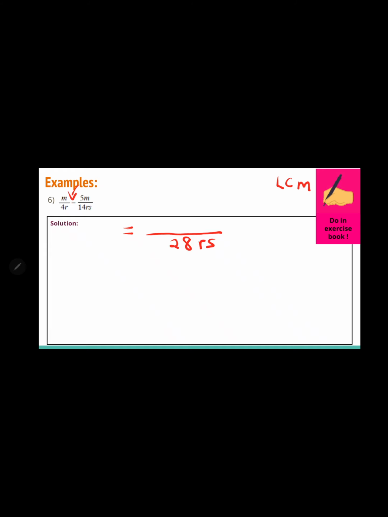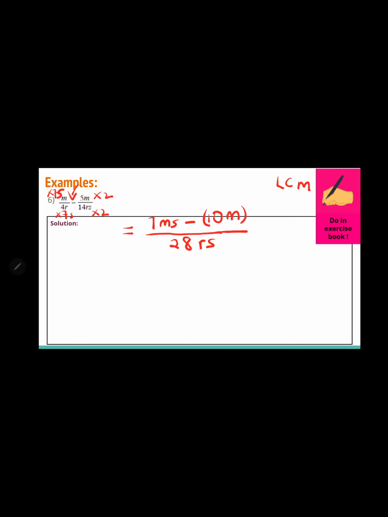So how to get 28RS here? You have to multiply 7S here, and here you have to multiply 2, up and down. So 7S multiplied by m, 7ms. Minus 5 times 2. I actually put a bracket for the minus, right? 5 times 2, 10m.